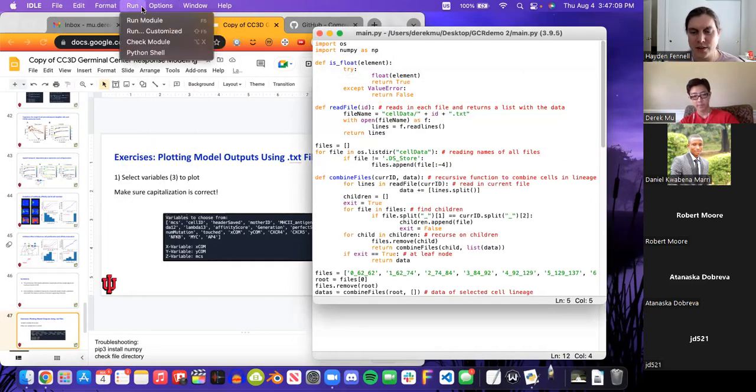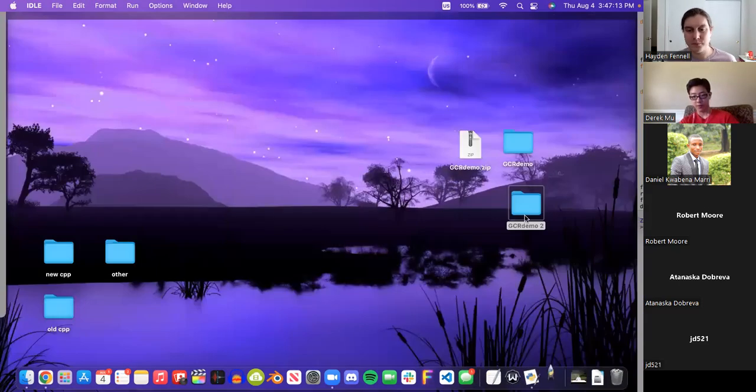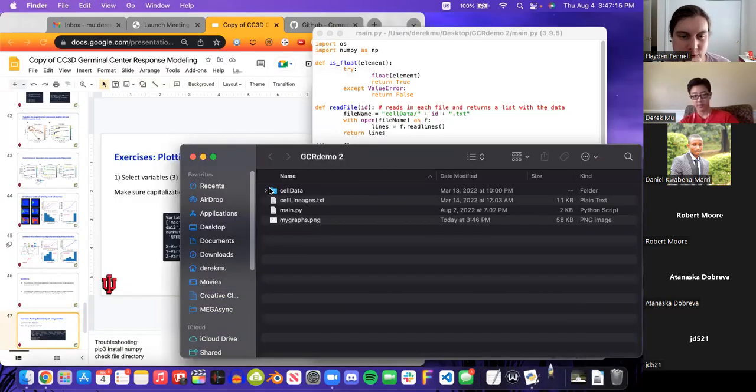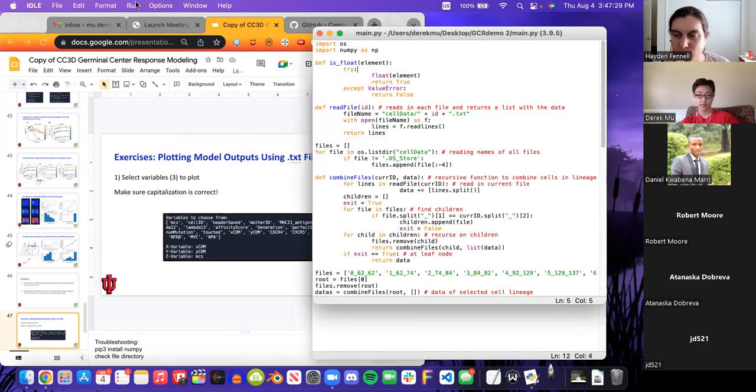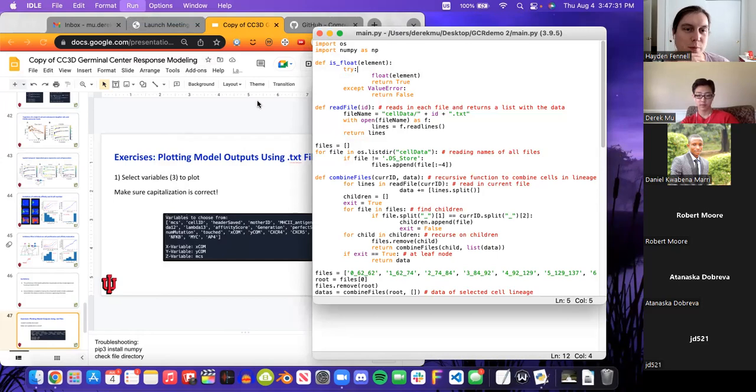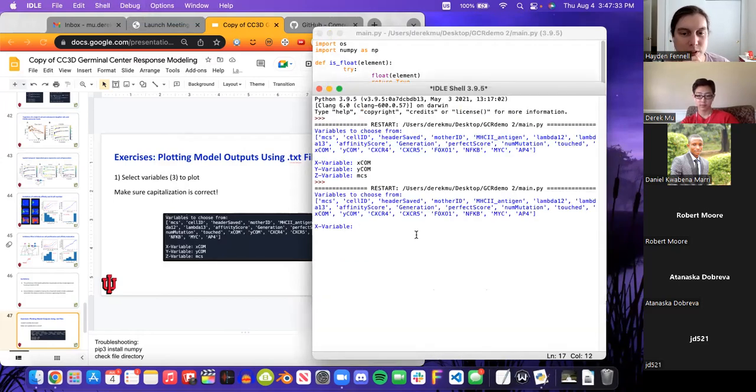Is there a sample data set in the exercise folder? Yeah, it should come with a folder with cell data. Right. So people just want to give a try visualizing a couple different things. Maybe we can have them run a few different visualizations and have people share what they're finding, unless you had something else in mind.